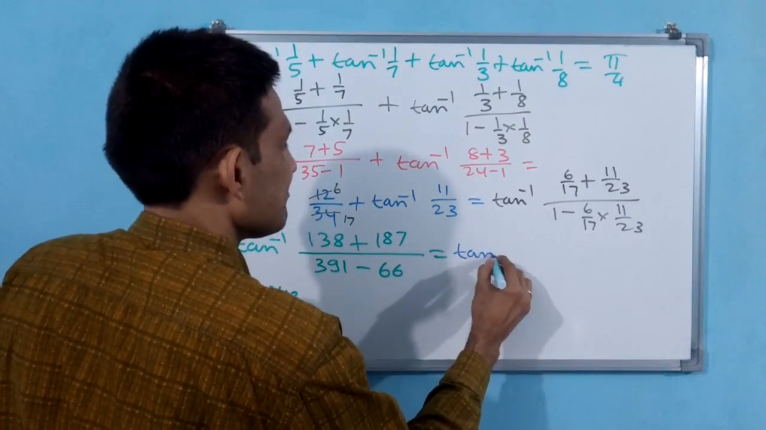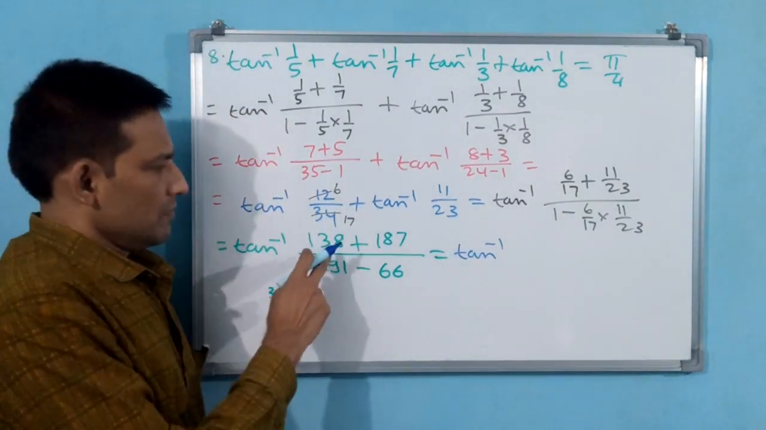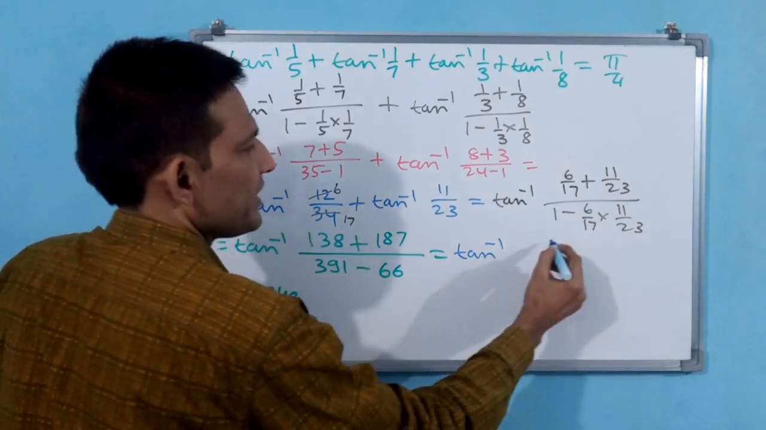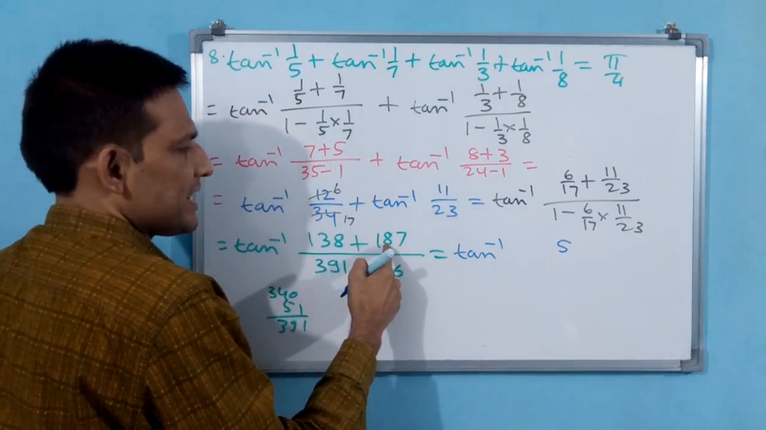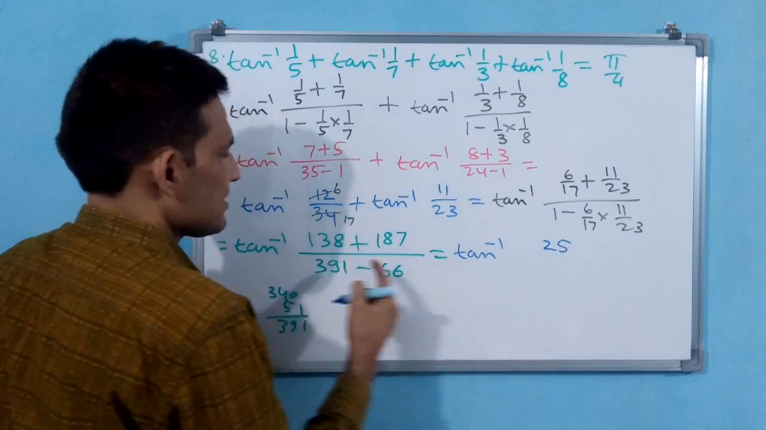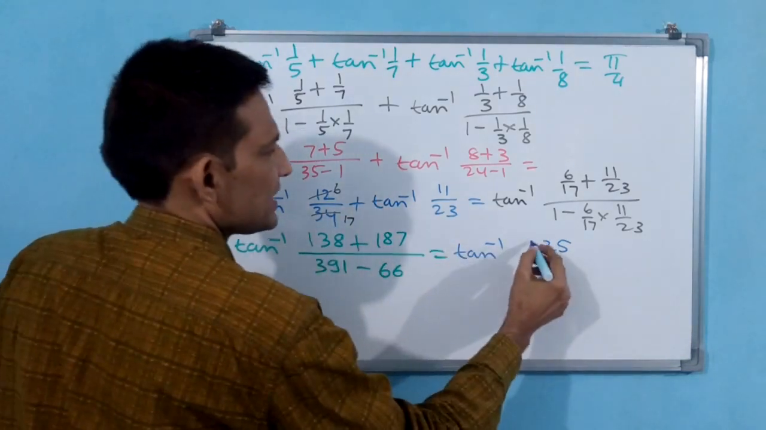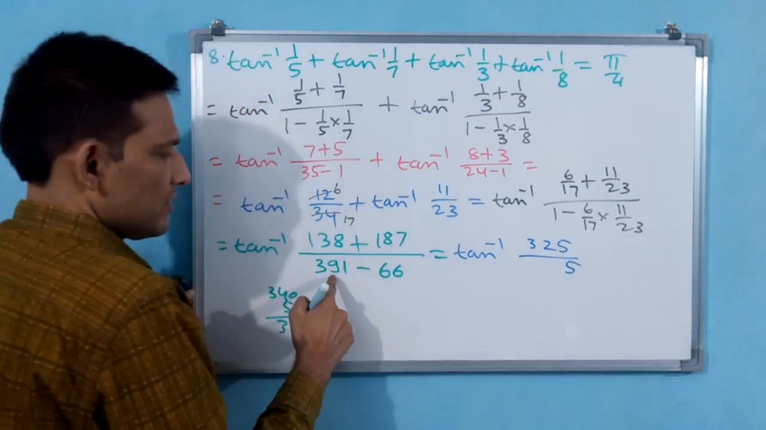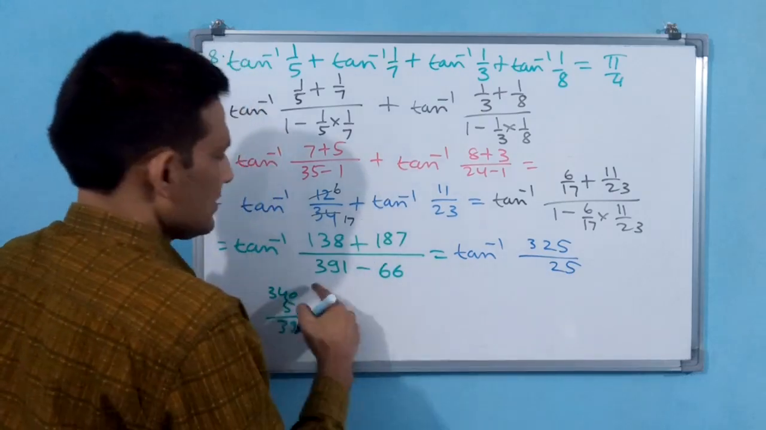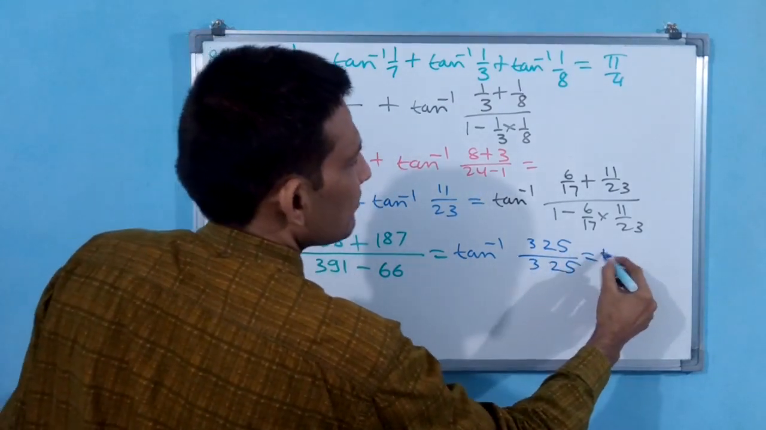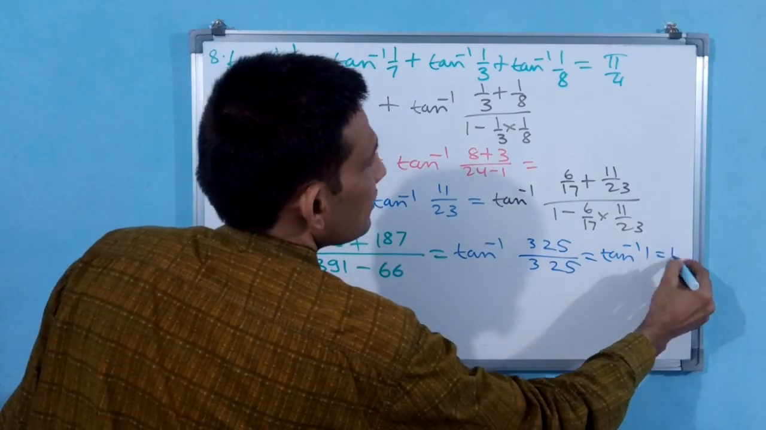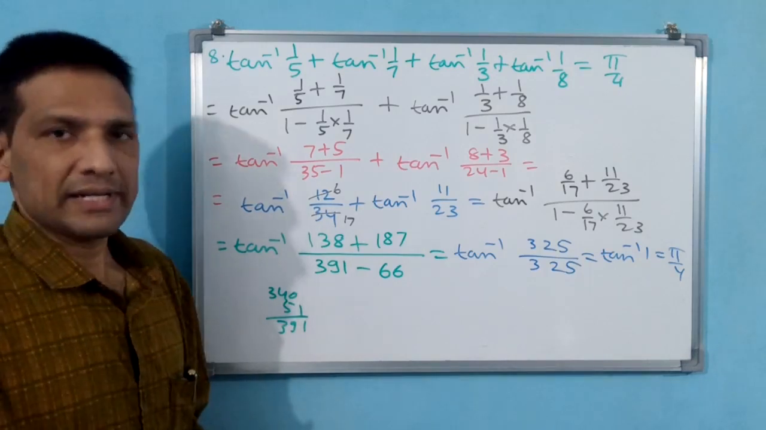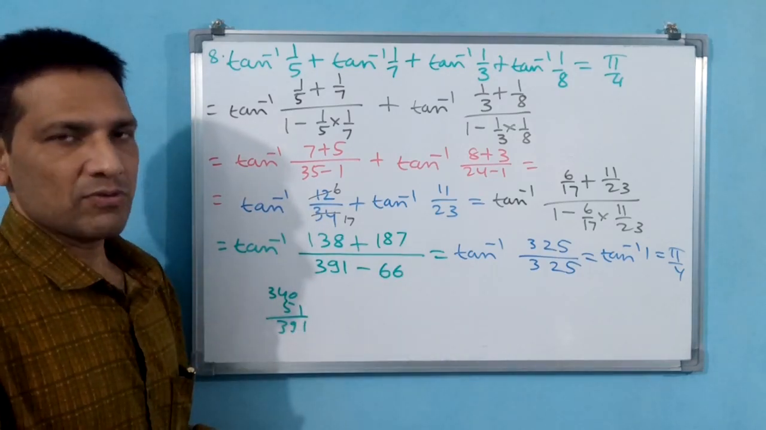Tan inverse of 138 plus 187. You see, addition directly you can calculate. 7 plus 8, 15. 1 is there. 1 plus 8, 9. 9 plus 3, 12. 1 is there. 1 plus 1, 2. Plus 1, 3. Divided by, here you see 11 minus 6, 5. 8 will be there. 8 minus 6, 2. Then 3. You see, 2, 1 will come. 1 has come. Tan inverse 1, that is equal to pi by 4. Okay, is it okay? Like this you can calculate. This is the answer for your 8th question.